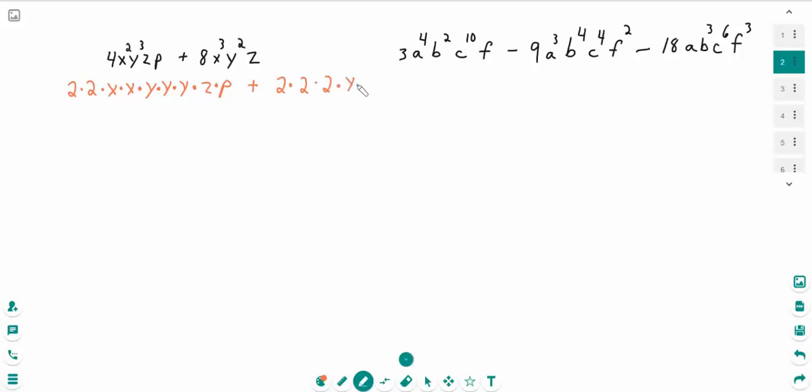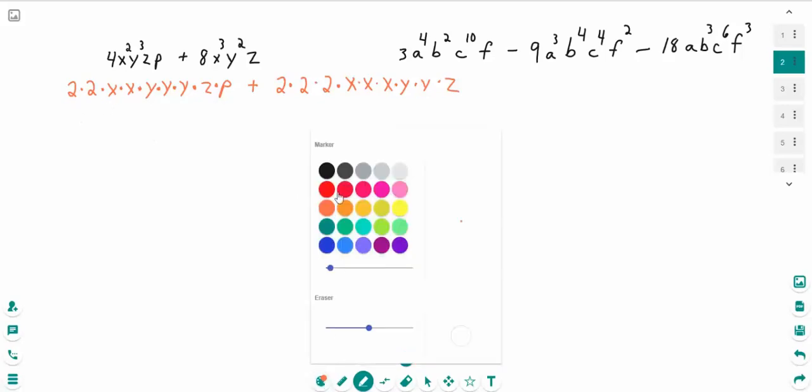Then we have x to the third. Well, that's just x times x times x. Y to the second is just y times y. And then we have a z. Okay. So it gets really long when you start doing this. Make sure you have room on your page. All right, so now let's combine.